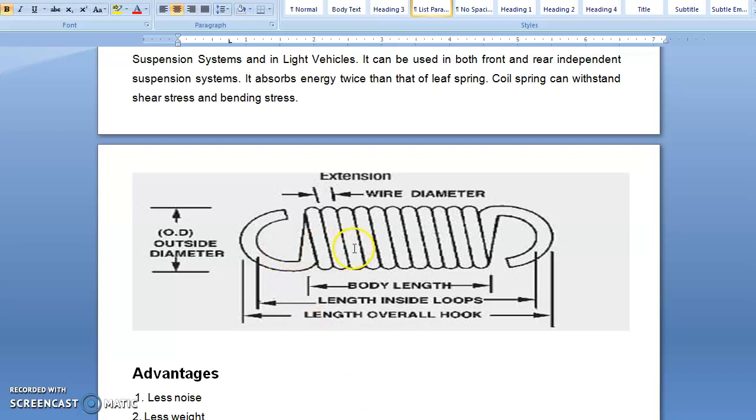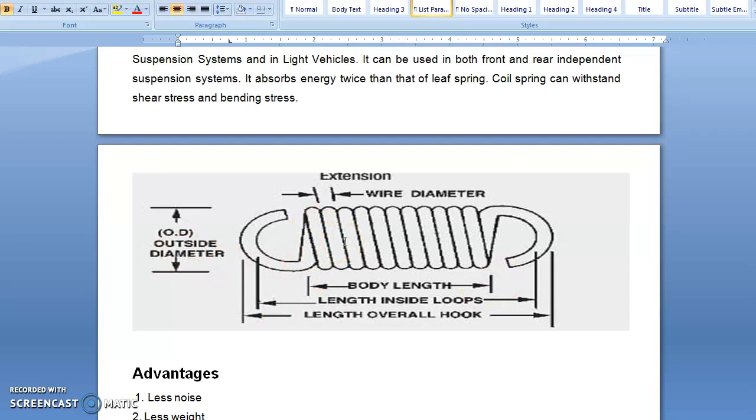Here you can see the diameter of the spring, which determines the total load it can carry. From this end to the last end is known as the body length. From the cornering side, this is the length inside loop, and the outer is the length of overall hook. So at both ends you find two hooks, and this is part of the body length.